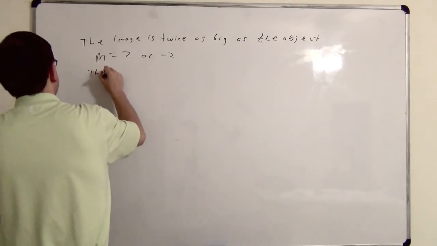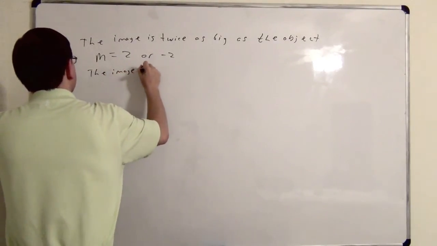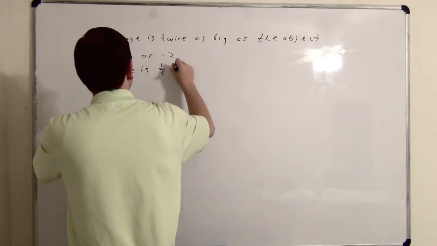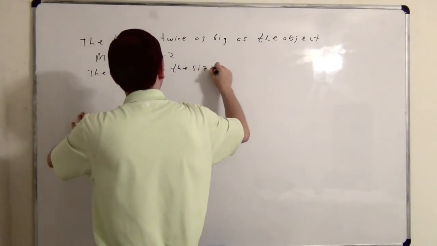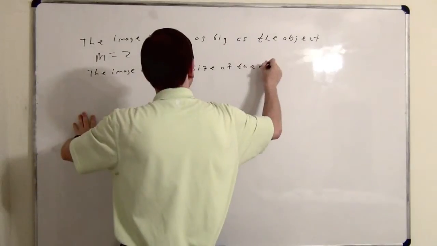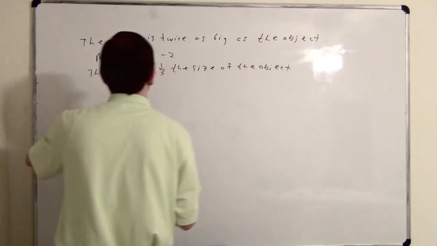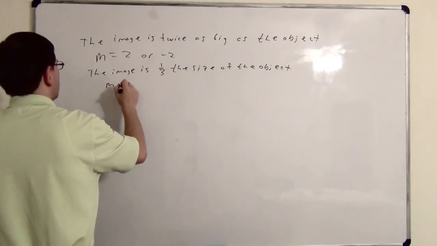Suppose I tell you the image is 1/3 the size of the object. How would you translate that into math? M equals plus or minus 1/3.